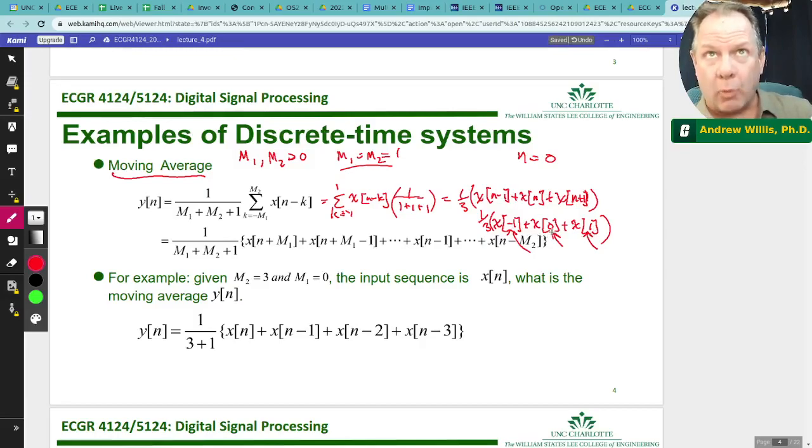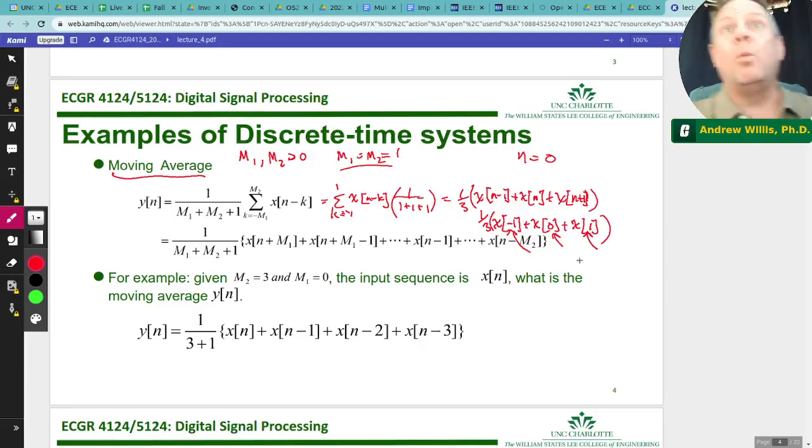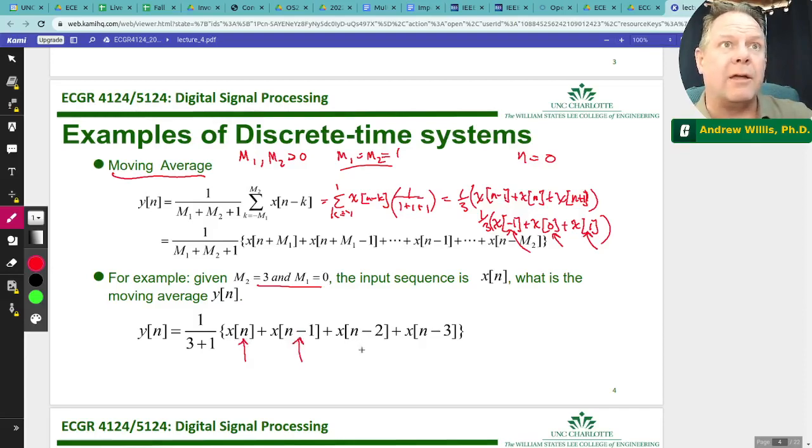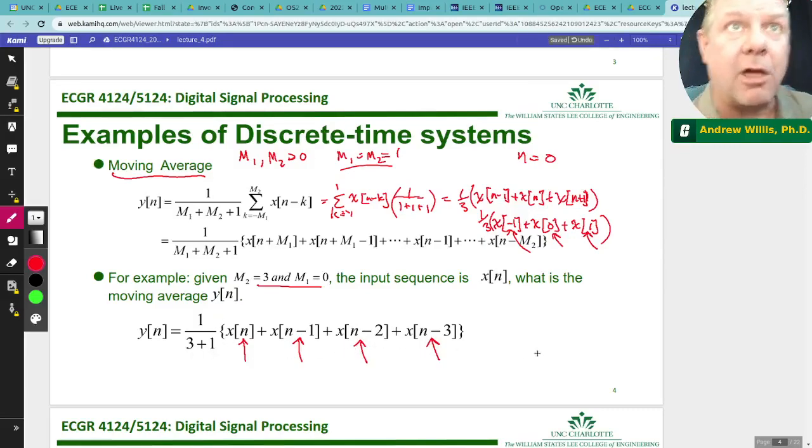So if n were equal to 1, I wouldn't be considering minus 1, 0, and 1. I'd be considering 0, 1, and 2. So the average moves with the index. I point out another example where I have set m1 to 0 and m2 to 3. And that's a collection of 4 values. The current value at index n, and then the previous 3 values, the prior one, the one that's 2 previous, and the one that's 3 previous. And then I take 1/4 of their sum.